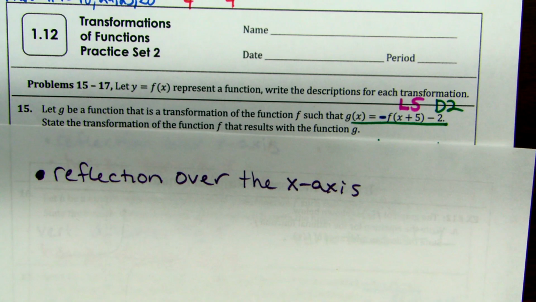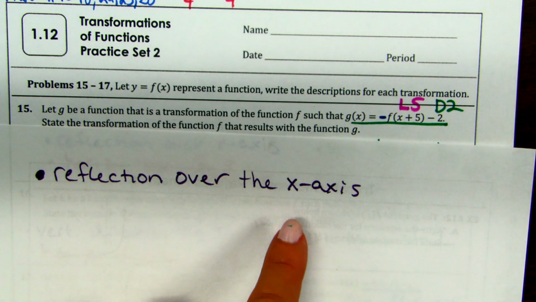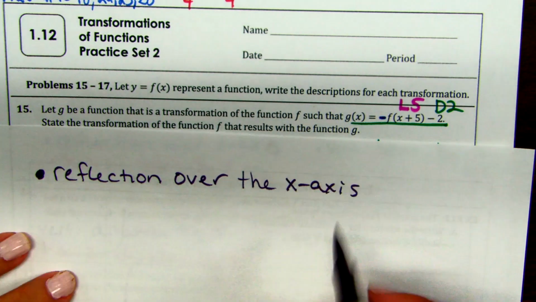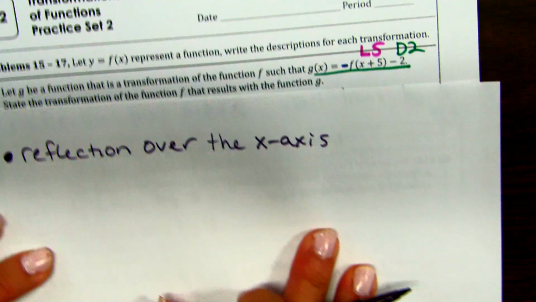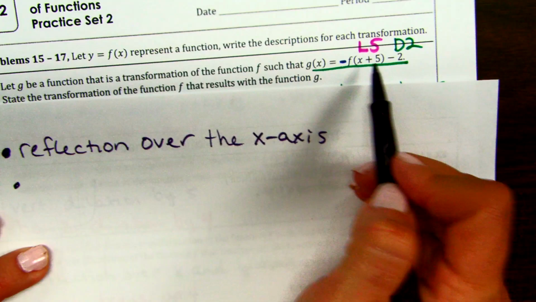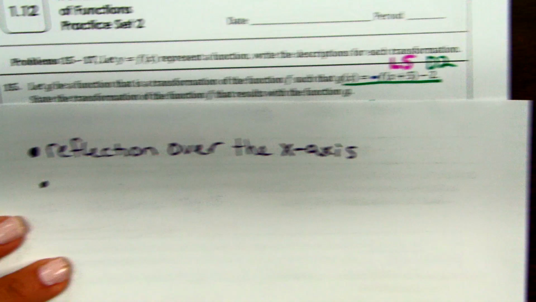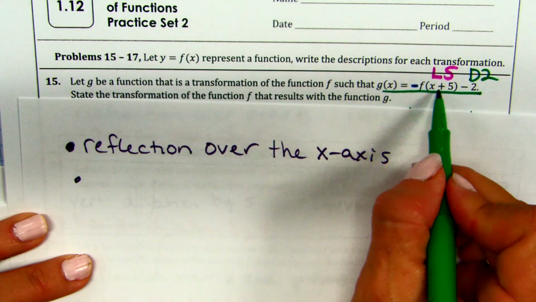It's on the outside, so it happens to the y values. So why is it over the x-axis? Because remember, it changes the sign of the y. We talked about that yesterday. It reflects over the x-axis. Think of your parabola we talked about yesterday. All right, now back in Algebra 2, we would have said left 5, down 2. Let's put it in better language. When we go +5, it's in the parentheses.